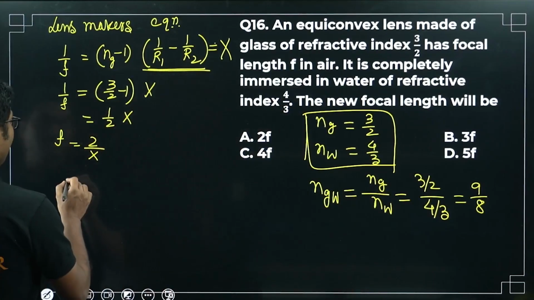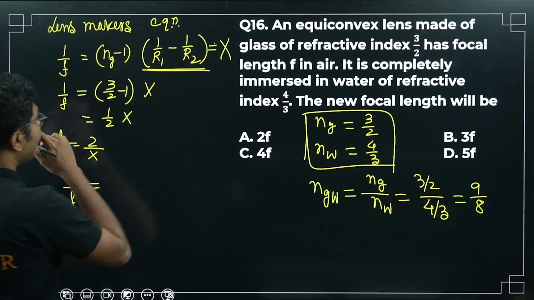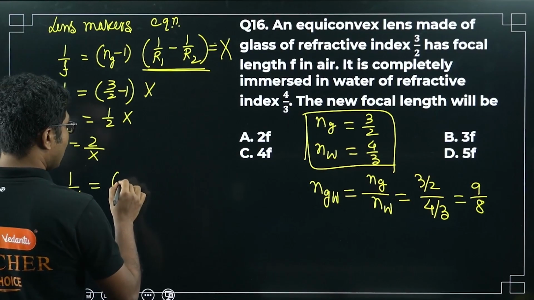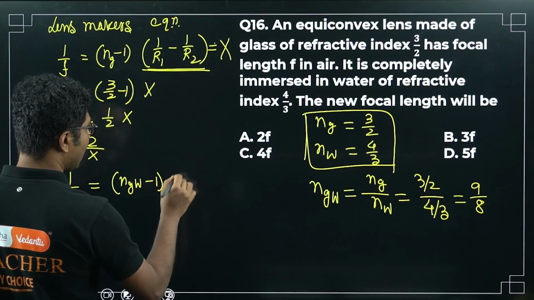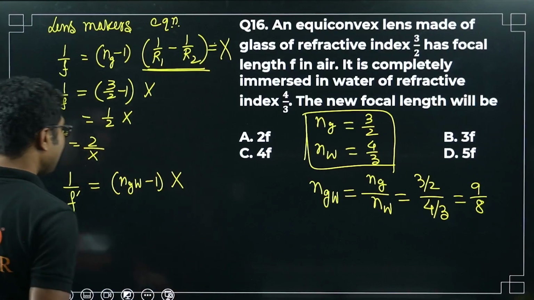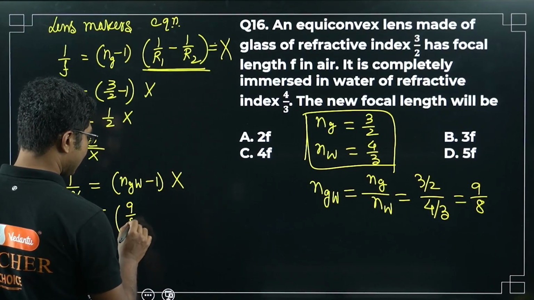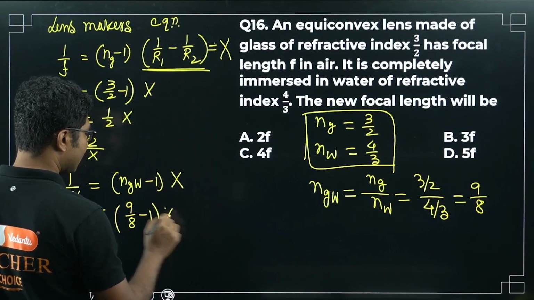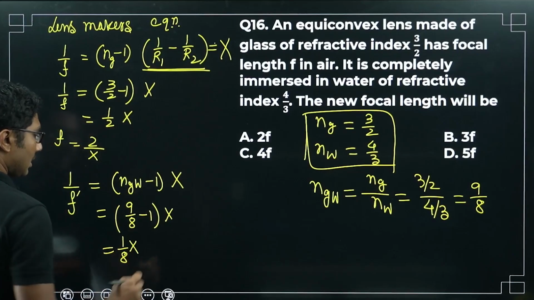Now what is the focal length now? So focal length now, say f dash. F dash will be 1 by f dash equals (NGW minus 1) times x, where x is constant, 1 by r1 minus 1 by r2. Now what is NGW? We know that it is 9 by 8 minus 1 times x. 9 by 8 minus 1 is 1 by 8. So this is the value.